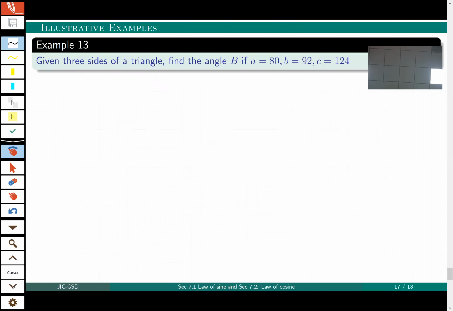Okay, now here it says find the angle B. So I have, again, this is A, I don't have it, but I have 80 opposite to A. This is B, I don't have it, but I have opposite to it 92. C, I don't have it, but opposite of it is 124. And he wants me to find the angle B.